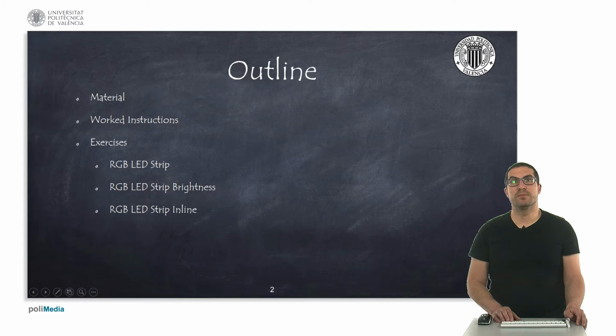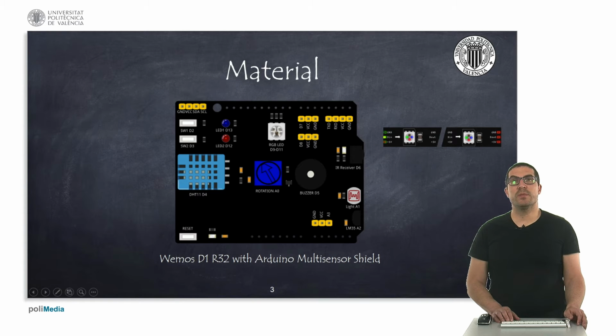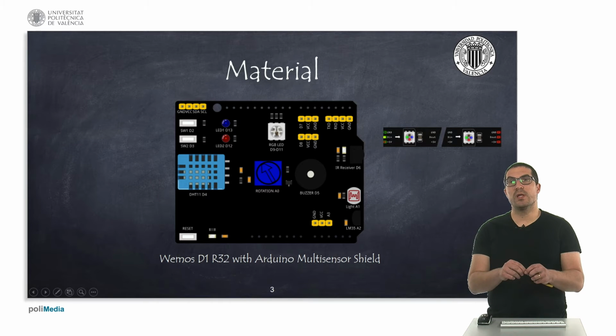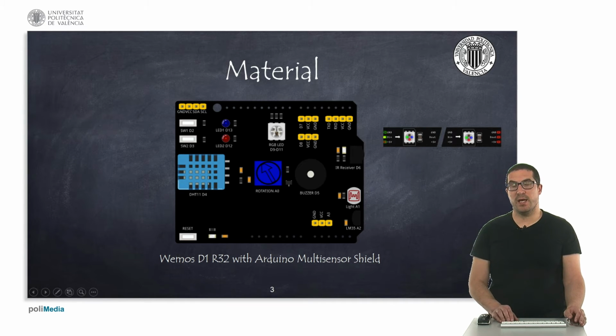with just one single instruction. So this is the material that we use for this presentation. We use a Wemos D1R32 as usual board. We also use the Arduino multisensor shield. But in this presentation, I will also use these LED strips. As you can see here, they usually can come in a strip up to even 5 meters, so you can select as much as you want. And they only use one digital pin. And this LED strip will be connected to pin D8.